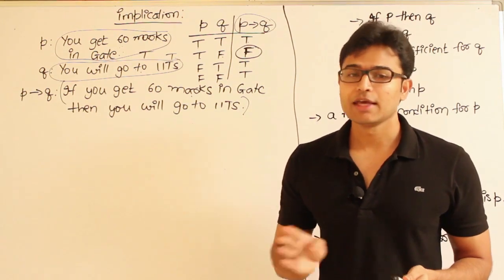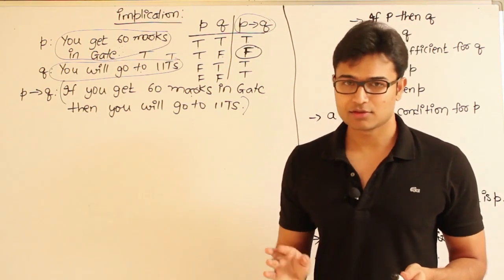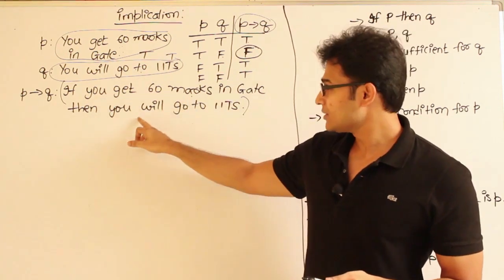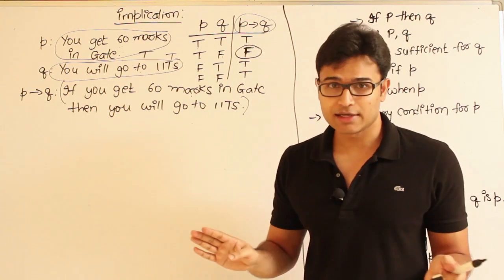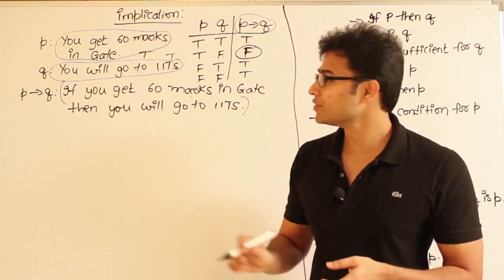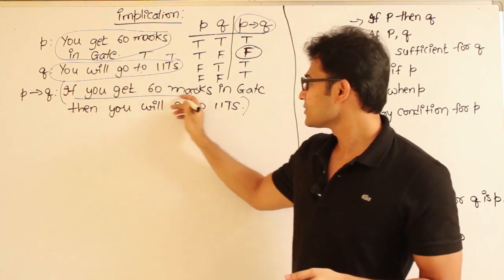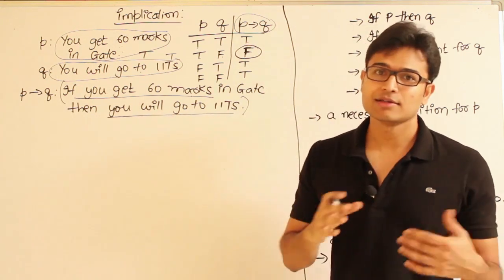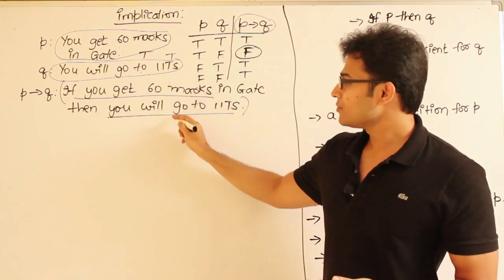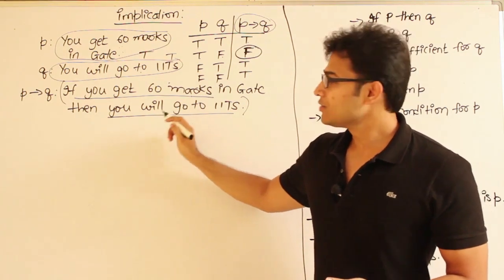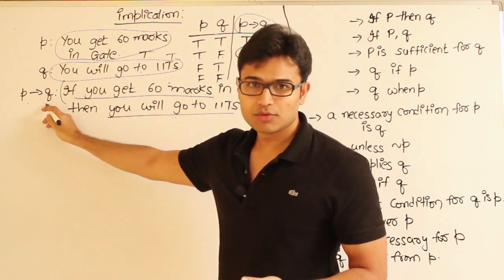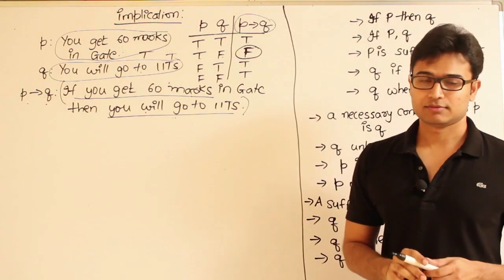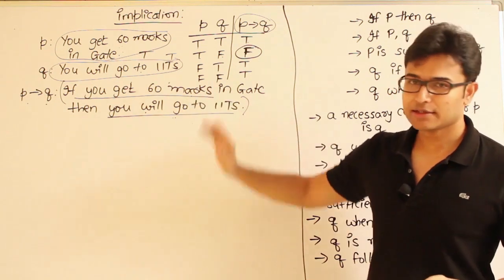But in logic, it is not what they actually mean. In logic, this is an independent statement and this is an independent statement, and both are not related. Getting 60 marks is an independent statement and going into IIT is an independent statement, and both of them can be true or false, and the truth value of P implies Q will depend on the values of these, depending on this table. Got it? So it is not the English language, right?